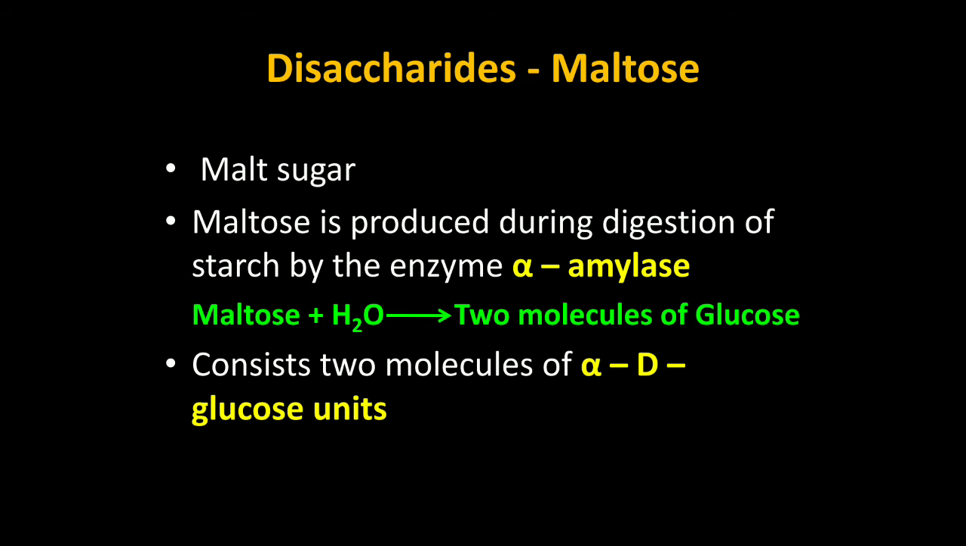Then the last disaccharide is maltose. Maltose derives its name from malt, from which it is extracted. So it is commonly called malt sugar. Maltose is produced during digestion of starch by the enzyme called alpha amylase. When maltose is hydrolyzed, it gives two molecules of glucose.